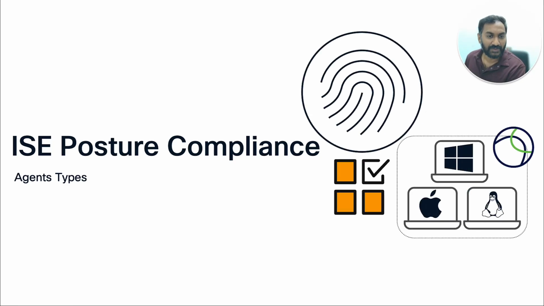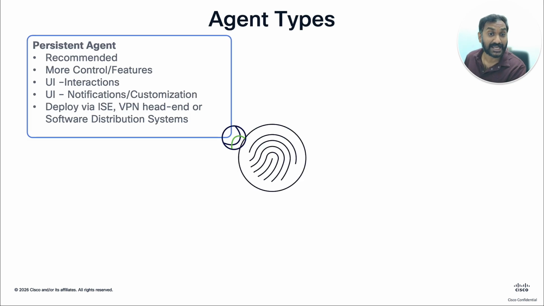In this video, we are going to talk about the agent types. That means Cisco Secure Client types that are available for you to deploy on the endpoints. The first one is a persistent agent, which is recommended because it offers more controls and features, and it can be deployed from the ISE or VPN headends or your software distribution systems or UEMs.